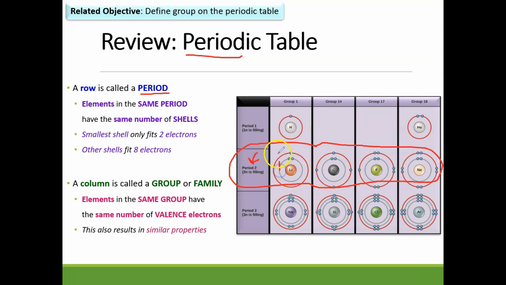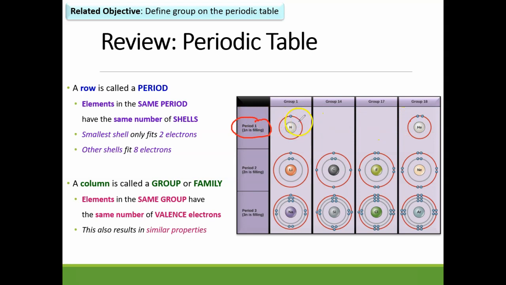So you can see 1 shell, 2 shells. Remember, those shells are the rings of electrons around each element. Same thing with period 3. You can see that period 3, they all have 3 shells. 1, 2, 3, 1, 2, 3, 1, 2, 3, so on and so forth. Just a quick reminder that the smallest shell, such as in period 1, only has the first shell. You can see a shell here and a shell here.